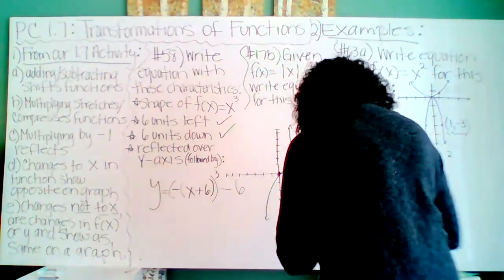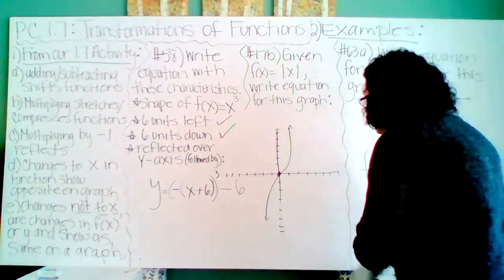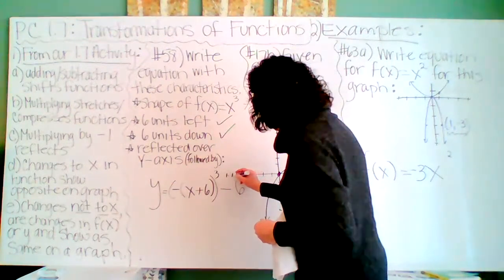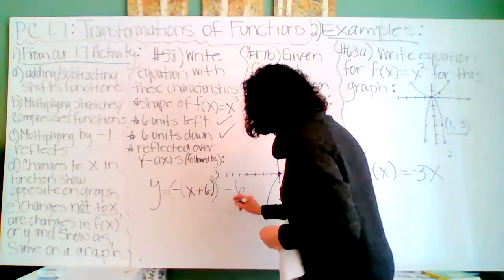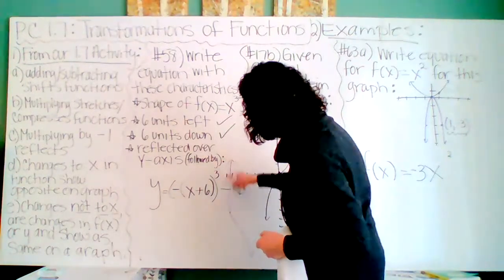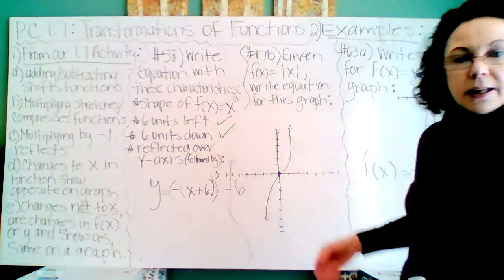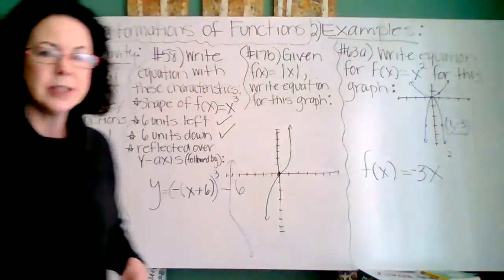So it would look like this in purple. This is 6, and down 6, and then it would go like this. That was supposed to be more curvy right there. Now, if you put this in your calculator, this is what you would see, the result of what they said.